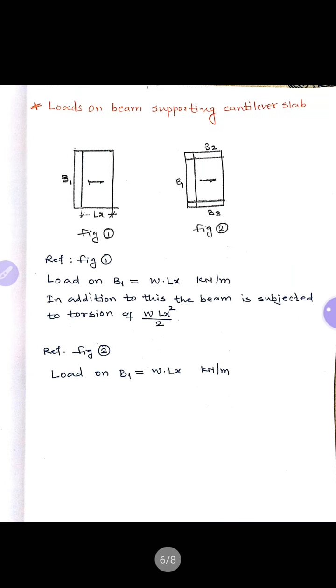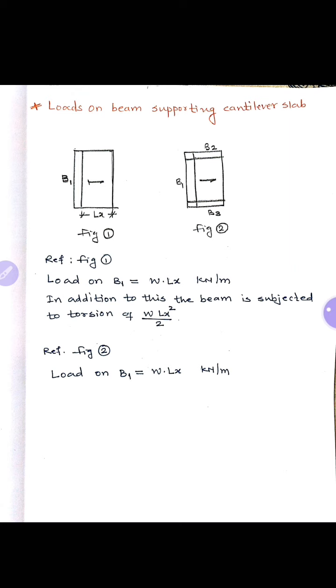Now the third type of slab is the cantilever slab. For this cantilever slab, we have to consider the load coming from this cantilever slab on the beam. Let us consider this figure 1. You can see in this figure 1, only one beam B1 is there and the slab is supported by this B1 only. So the total load is taken care of by B1. Total load means what now? This W into Lx.